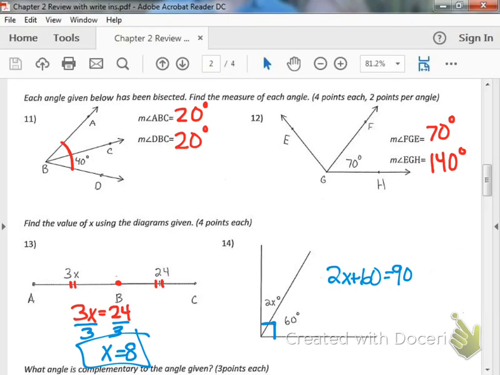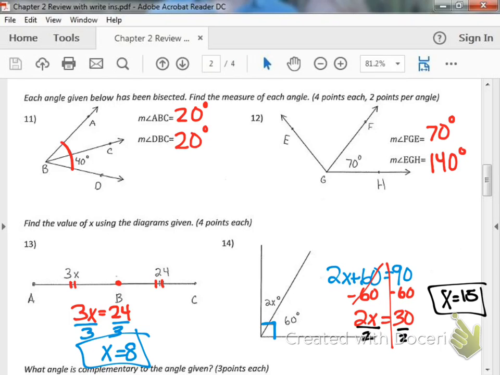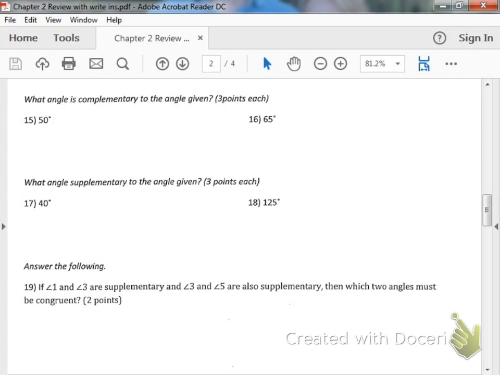All right, so to solve this, I first subtract 60 from both sides. That gives me 2x equals 30, and then you divide both sides by 2. And x equals 15. Any questions on this one? Next, we're talking about complementary angles. Complementary angles add to what? 90. So if you're unsure of that, put 90 right there so that when you study tonight, you remember that.